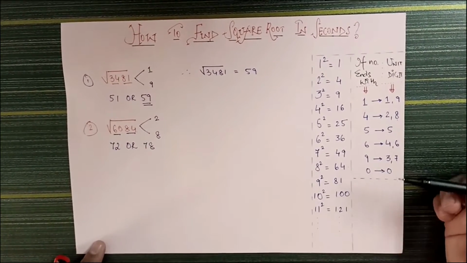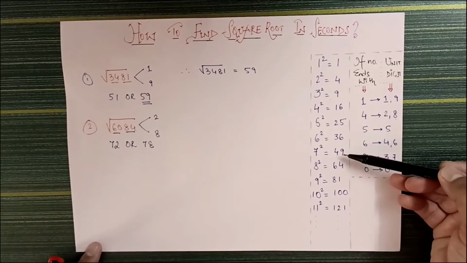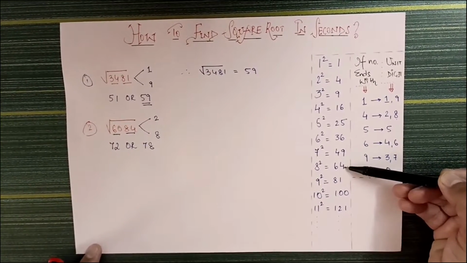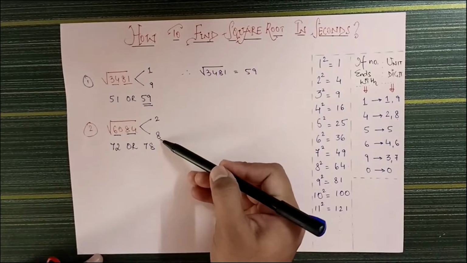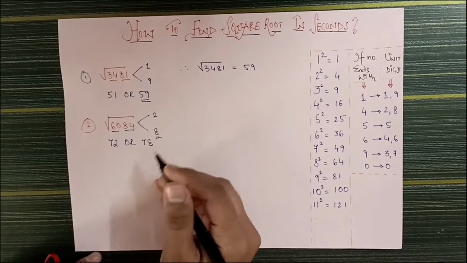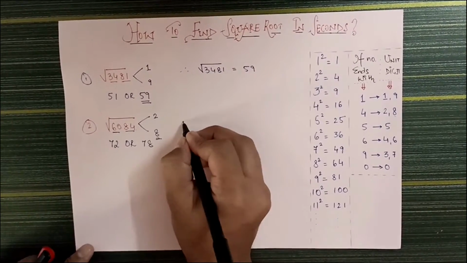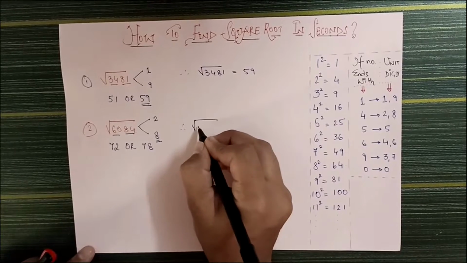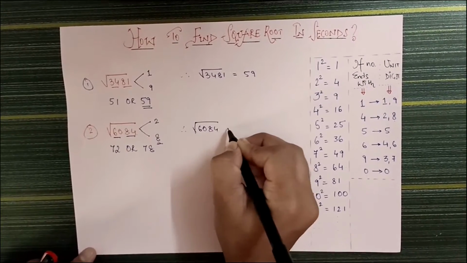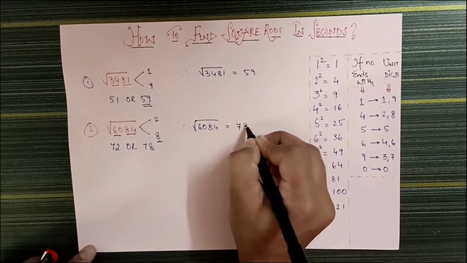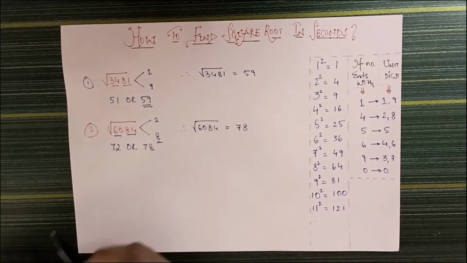But now, we have to check whether 60 is close to the square of 7 or 8. And we can see that it is close to the square of 8, which is greater than 7. Hence, we have to consider the greater number out of 2 and 8. So we can say that the square root of 6084 has to be 78.